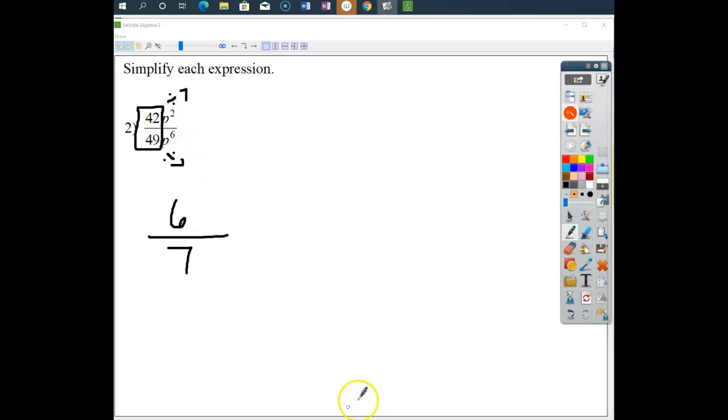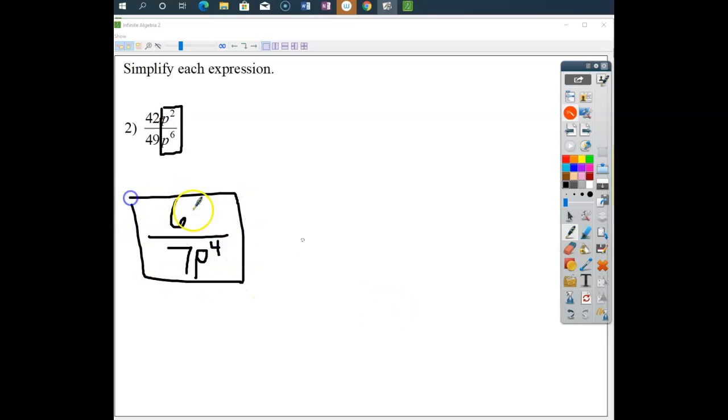And then as for the variables, what we do is we subtract their exponents. So 6 minus 2 is 4. So it's going to be p to the 4th power. And it goes on the bottom because that's where the biggest power was to begin with. Okay? And so your final answer there would be 6/7 p to the 4th power.